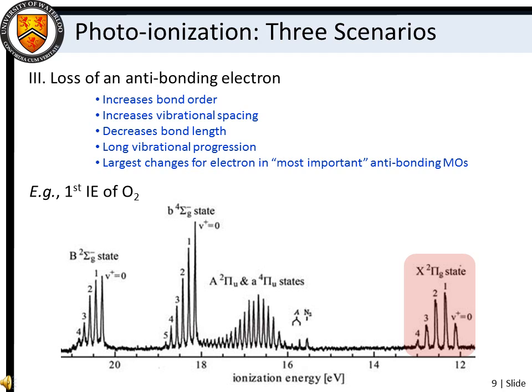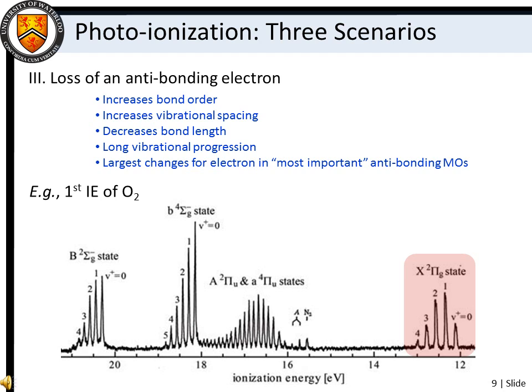The third scenario is removal of an antibonding electron. In this case, the bond order increases, as does vibrational spacing and dissociation energy for the ion compared with the neutral. We see a reduction of bond length owing to the enhanced stability of the molecular ion. As a result, a relatively long vibrational progression is observed in the photoelectron spectrum. Again, the largest changes in bonding character are associated with removal of the most important antibonding electrons, those that are high in energy and especially destabilizing to the molecular nuclear configuration.